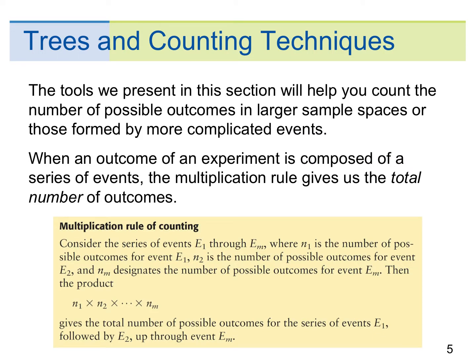First is our multiplication principle, okay? The multiplication rule of counting. Consider a series of events, E1 through EM. E1 meaning the first event, E2 would be the second, and so on. N1 is the number of possible outcomes for event 1, N2 would be the number of possible outcomes for event 2, etc. What you do is you're going to multiply each of those outcomes. So here's a great example.